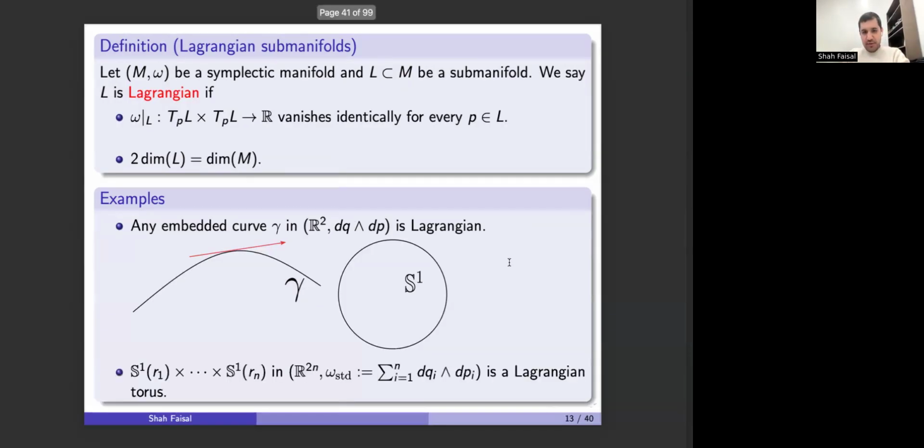And you can build upon it: you take a circle of radius R1, and so on for each plane, and then take the product. So it's going to be a submanifold of R2n. Since the symplectic form is the sum of the individual symplectic forms on each plane, each circle is Lagrangian, and therefore the product gives you a Lagrangian torus.